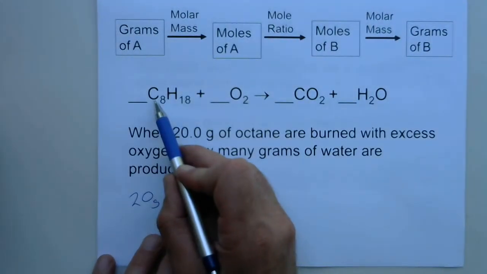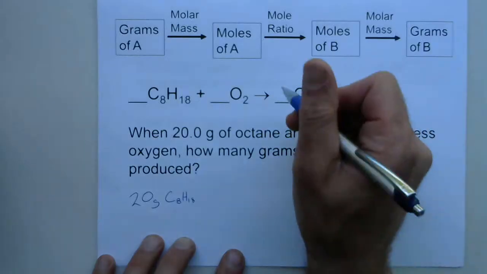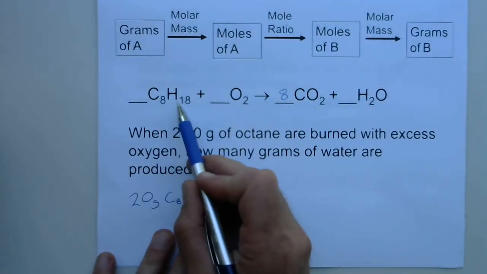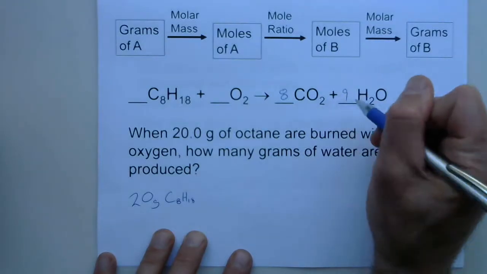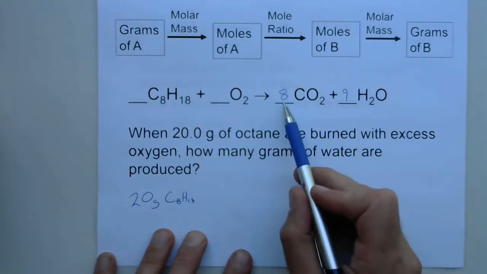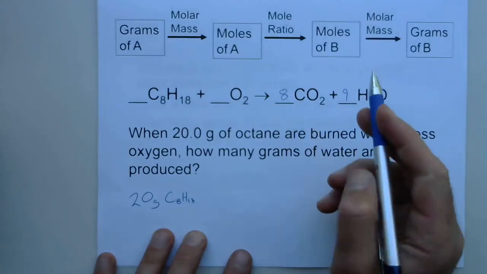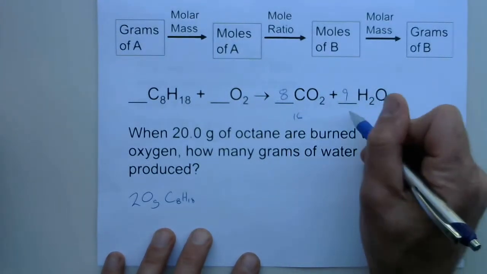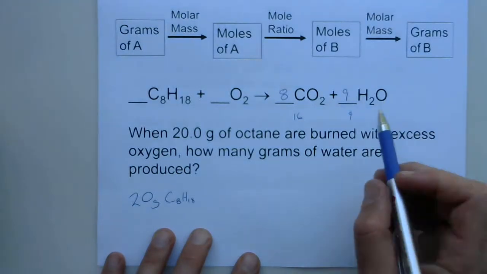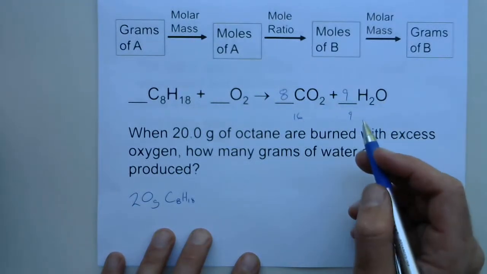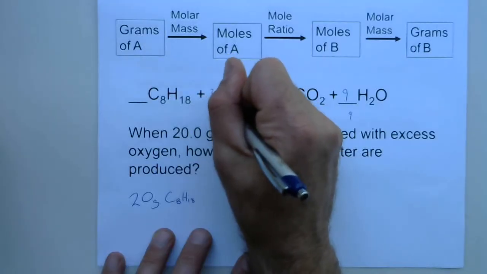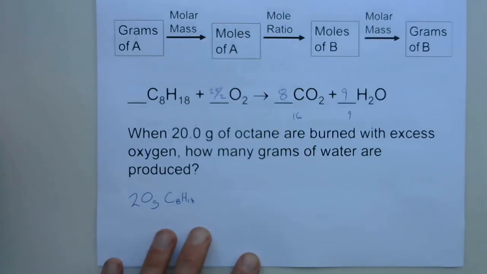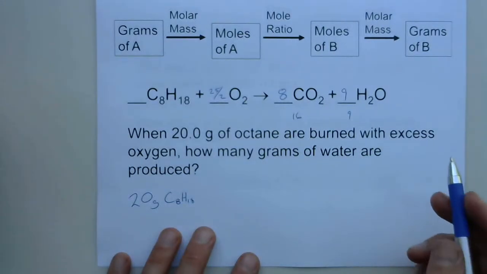So let's see, we've got 8 carbons, so we can try putting in 8 here. We have 18 hydrogens, so we would need to put a 9 here. And then that would give me, let's see, 8 times 2, 16 oxygens here, and then 9 more oxygens over here. So that's a total of 25 oxygens. That doesn't really balance. That would be 25 over 2. We don't really want to use fractions.